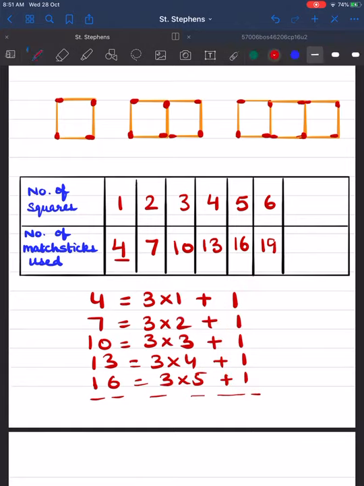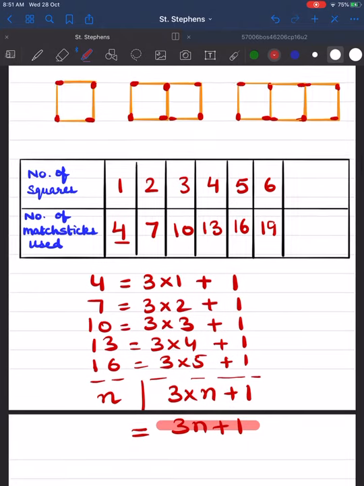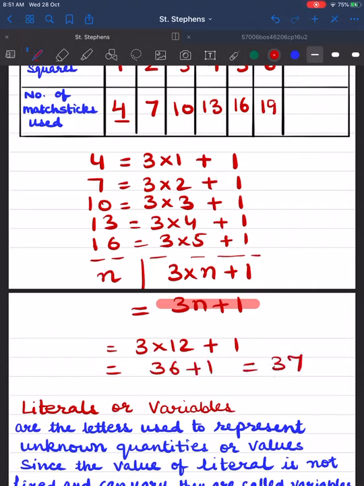So if there are n number of squares, then the number of matchsticks used are 3 into n plus 1, which is equal to 3n plus 1. So this is the general rule. So you can find out for any number of squares. So suppose you have to find out for 12 squares. So for 12 squares, the number of matchsticks used will be 3 into 12 plus 1, which is equal to 36 plus 1, which is equal to 37 matchsticks. I hope you have understood how to generalize a pattern or a result.